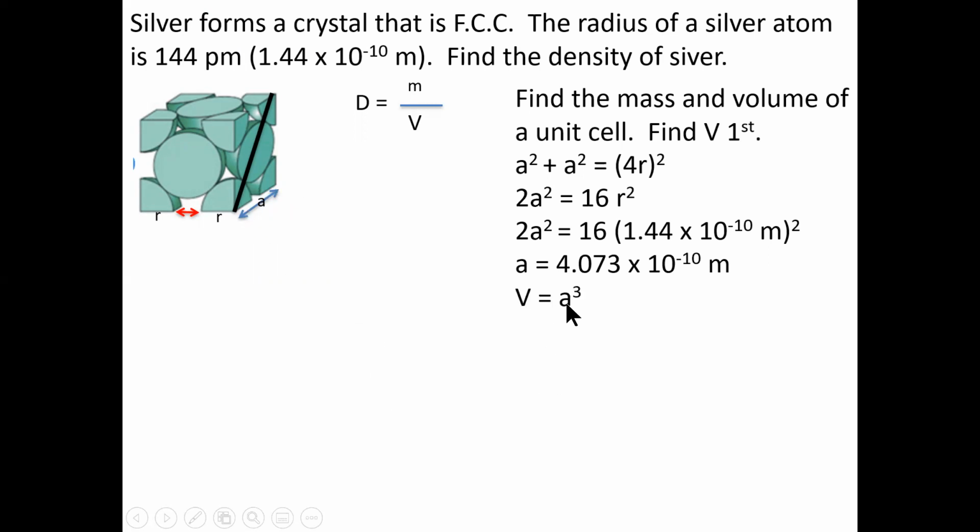Now the volume we know is A cubed. So the volume, we're going to take this number, 4.073 times 10 to the minus 10, and cube it. That gives us a volume of 6.757 times 10 to the minus 29 meters cubed.